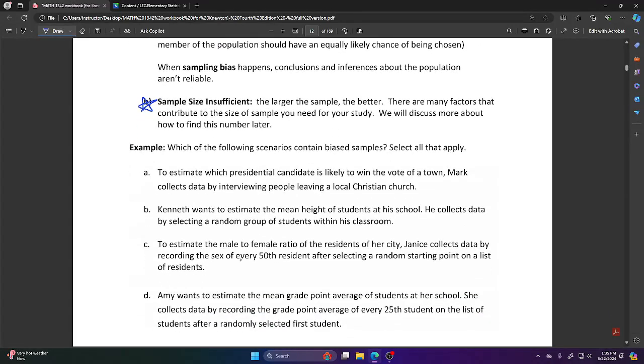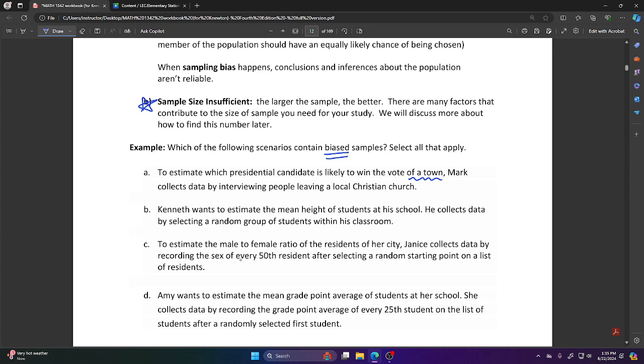So which of the following are bias? And they're going to change this up on you because one time they'll say not bias, and all of a sudden it's going to be totally different. So let's go through it. It says, which are bias? To estimate the presidential candidate who will win of a town, this is kind of important here, Mark collects data by interviewing people leaving a local church. So is that bias?